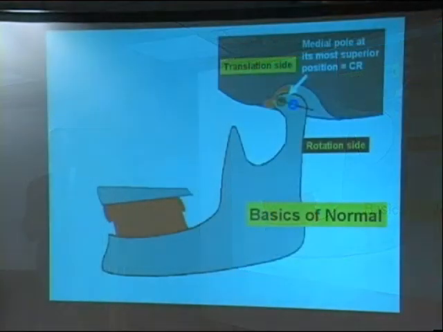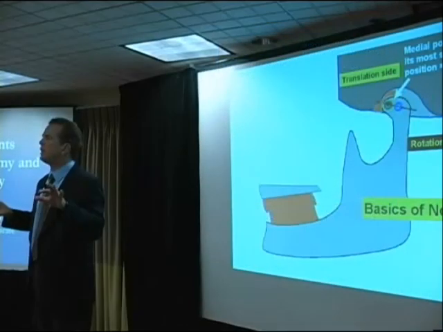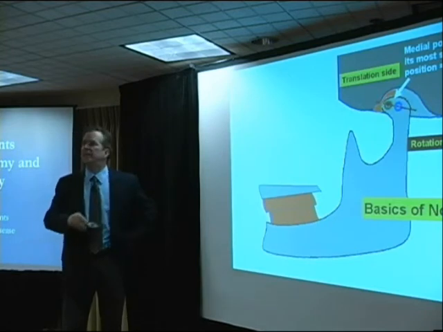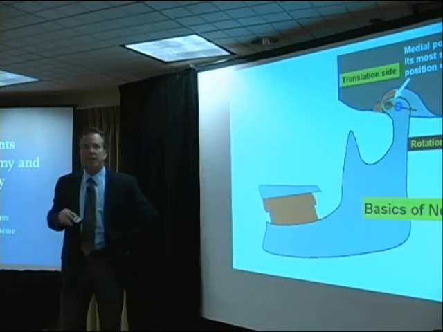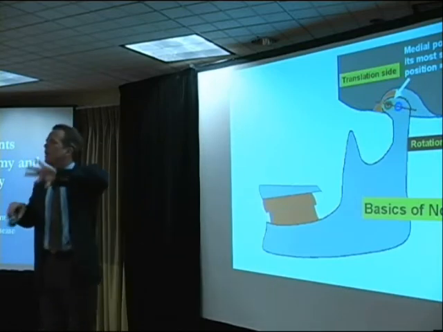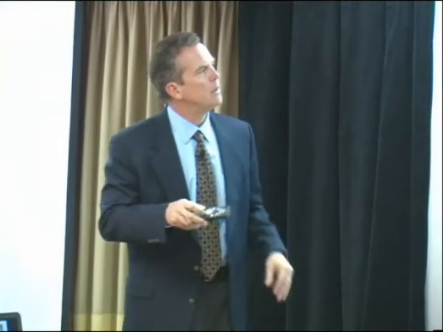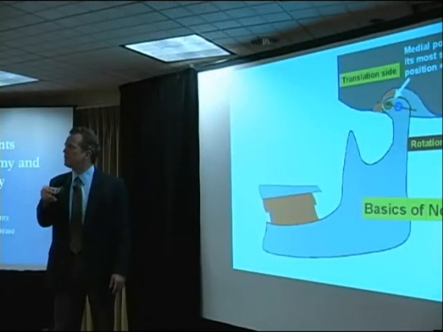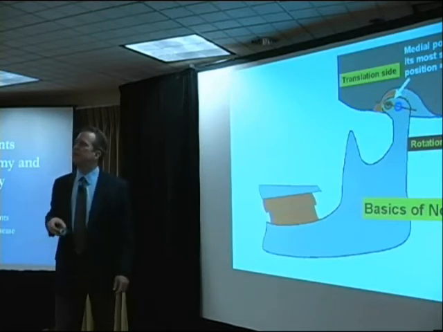There really are two interfaces happening in this joint. This disc separates the joint into two articulations. There's the articulation of the eminence to the disc and the articulation of the condyle to the disc. They are independent of each other in what happens on either side. We'll call this the translation side of the disc. This is the rotation side of a disc.